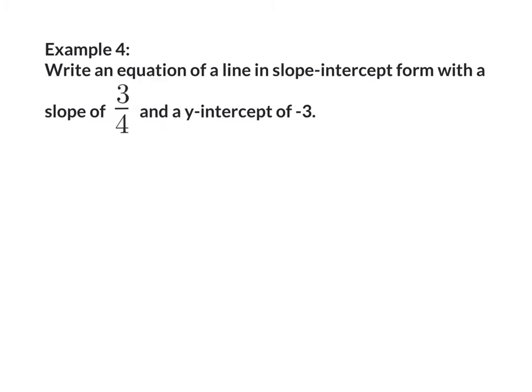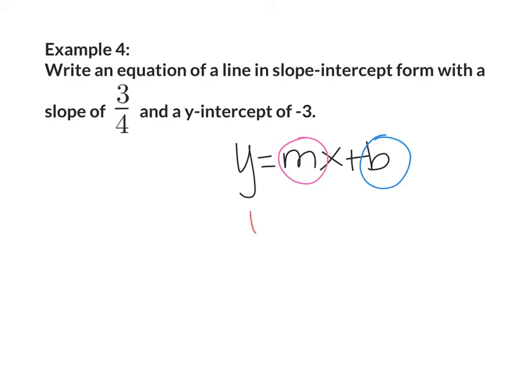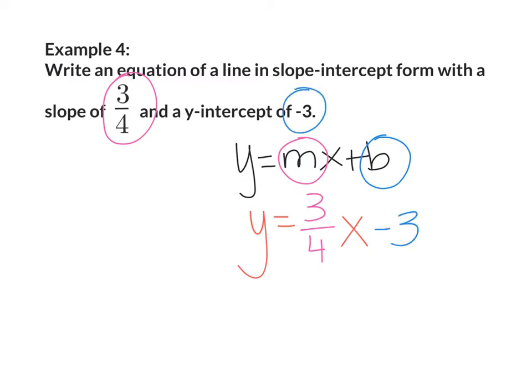Example number 4. Write an equation of a line in slope-intercept form with a slope of 3 over 4 and a y-intercept of negative 3. So my equation in slope-intercept form would be written as y equals mx plus b. So we would just have to replace our m, which is our slope, and our b, which is our y-intercept. So I would write y equals m, our slope, which is 3 over 4, x, and then our y-intercept is negative 3. So my equation in slope-intercept form is written as y equals 3 over 4x minus 3.